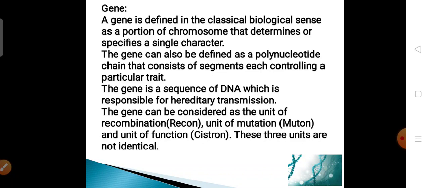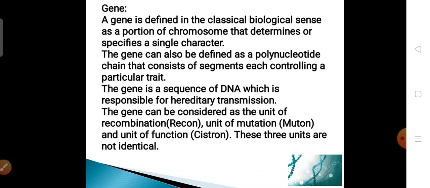The gene is a sequence of DNA which is responsible for hereditary transmission from one generation to another generation. So genes are responsible for the transmission of hereditary characters. The gene can also be considered as a unit of recombination, that is recon. It can also be considered as a unit of mutation, that is muton, and a unit of function, that is cistron. And these three units of genes, recon, muton, and cistron, are not identical.